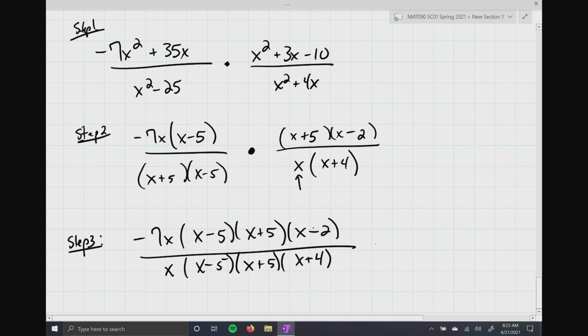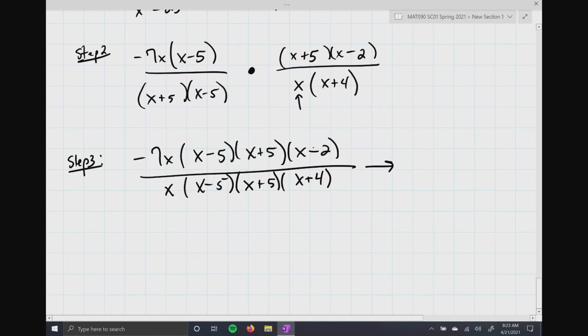From here, I start simplifying. I look for terms that are the same in the numerator and denominator and divide them out. So, give me 1 second because I'm just going to copy and paste this because I'm going to scratch some things out. Oh, that wasn't fun. There we go.